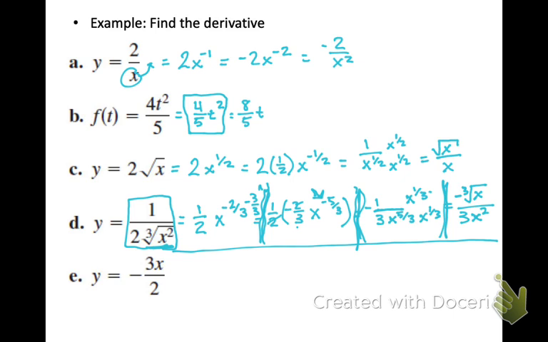I apologize. Okay, do you want to try E on your own? Negative 3 over 2x. Yes, that would be how you would rewrite it. So Maddie says negative 3 over 2x. How'd you figure that out, Maddie?